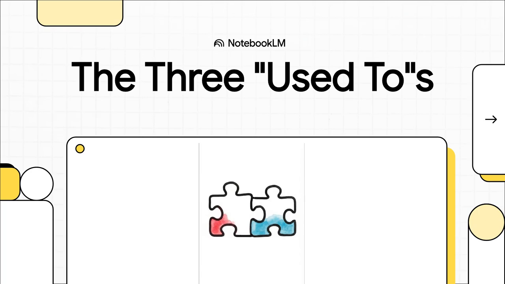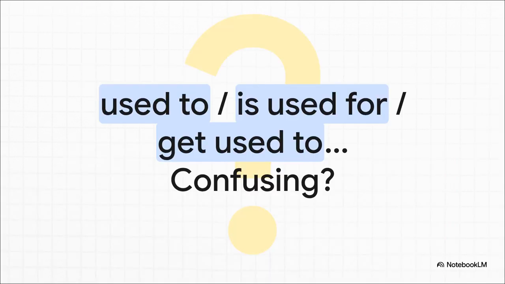All right, let's talk about something that trips up so many people learning English, the three used tos. They look pretty much the same, they sound the same, but they mean completely different things. So today, we're going to solve this puzzle for good. Right? I mean, look at these.